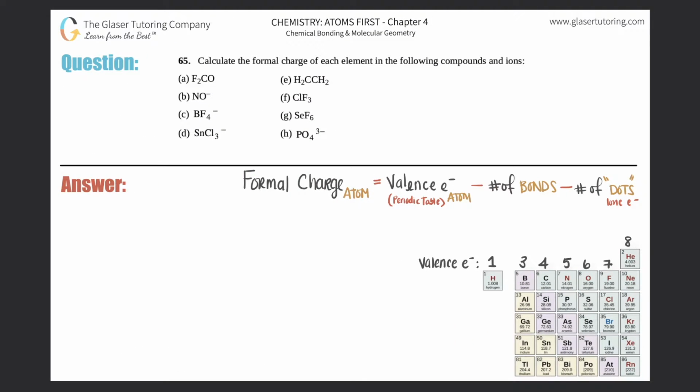Number 65. Calculate the formal charge of each element in the following compounds and ions. And then we have A through H.